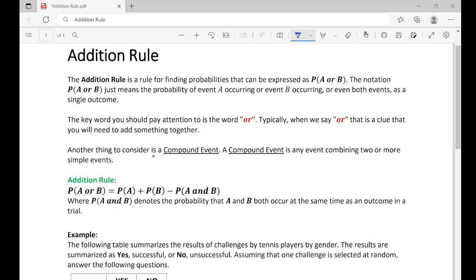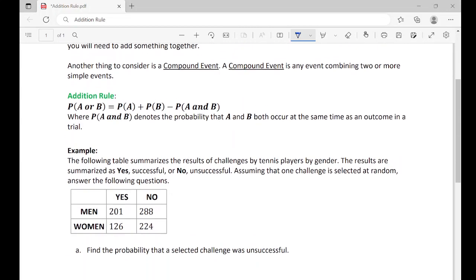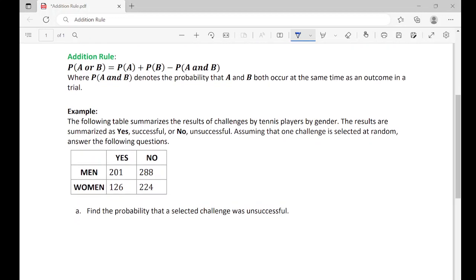Another thing to consider is a compound event. A compound event is any event combining two or more simple events. So here is the addition rule formally. P(A or B) is equal to the probability of A plus the probability of B minus the probability of A and B, where P(A and B) denotes the probability of A and B both occurring at the exact same time as an outcome in the trial.